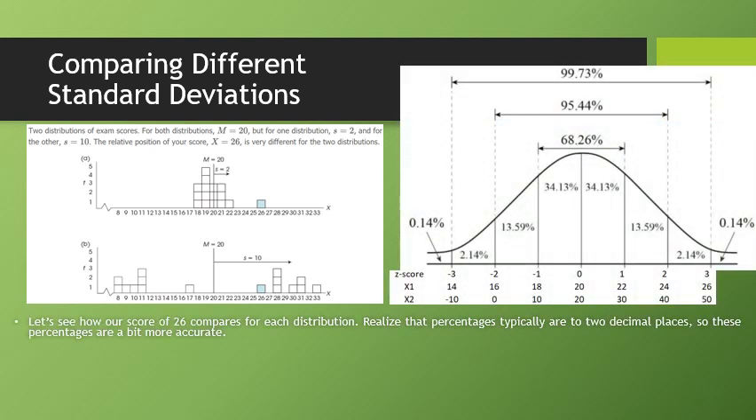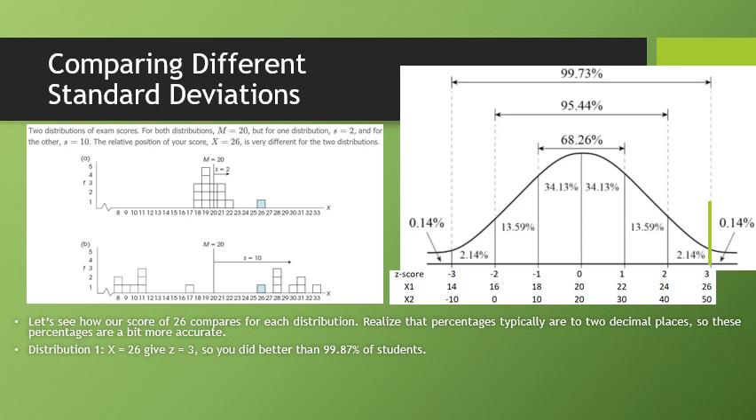Let's examine this a little closer. Let's see how our score of 26 compares for each distribution. I'm giving you a little bit clearer picture of the normal curve with 2 decimal places involved. So these are a little more accurate than what you normally see. I wanted you to be able to see where the numbers are coming from. This is more accurate. So let's look at distribution 1. We have a score of 26.